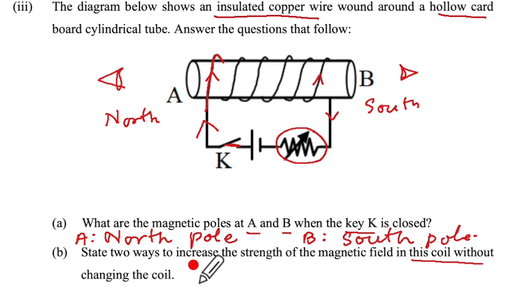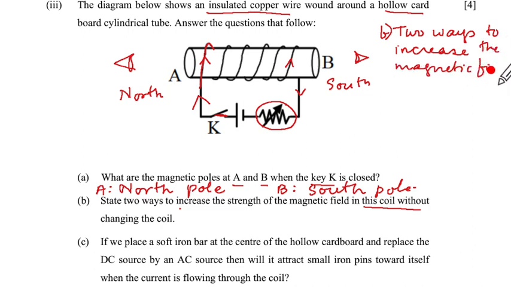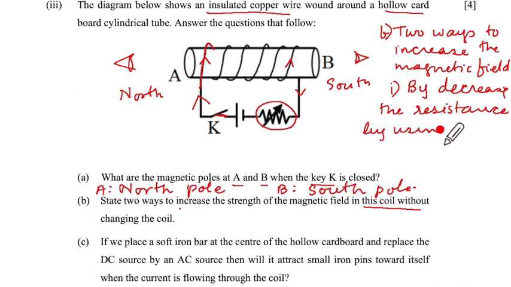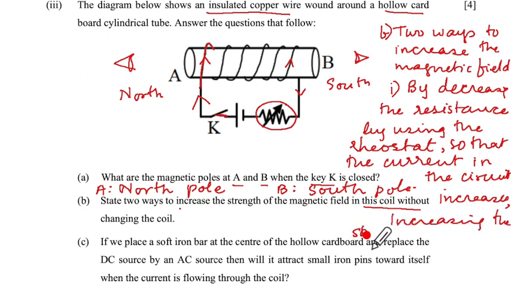So what are we going to say? Number one, by decreasing the resistance by using the rheostat so that the current in the circuit increases, increasing the strength of the magnetic field. This is the first method.